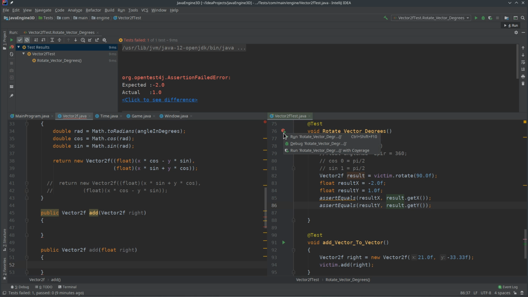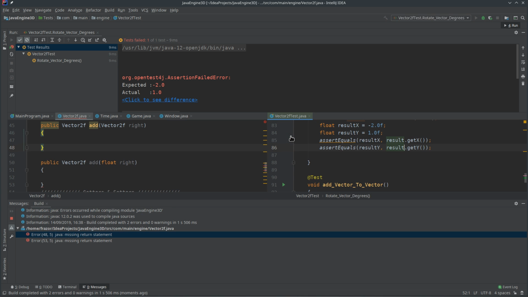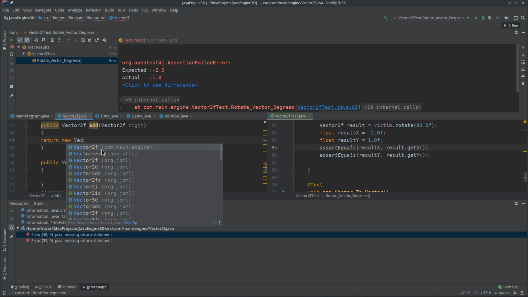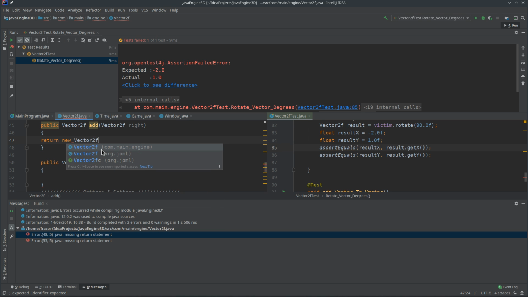can I just run that separately? No, that's not it. Oh, right, it hasn't compiled. My bad. Return something, please. A new Vector 2f, 0.0f, comma 0.0f as a placeholder. I should always check that it compiles first.